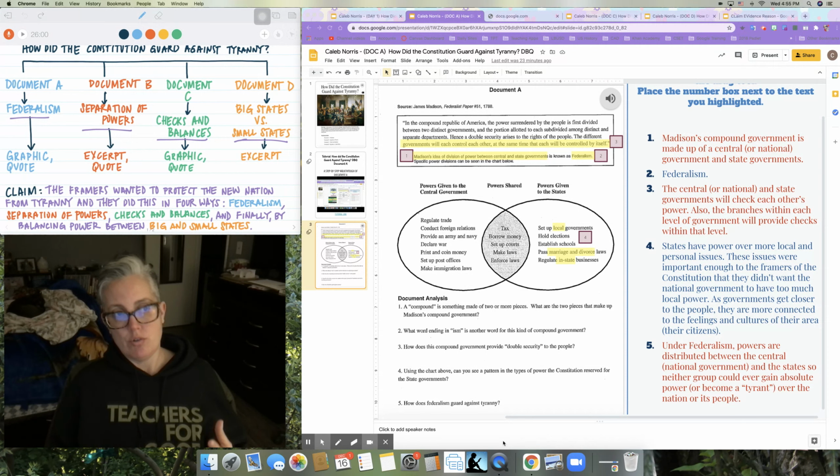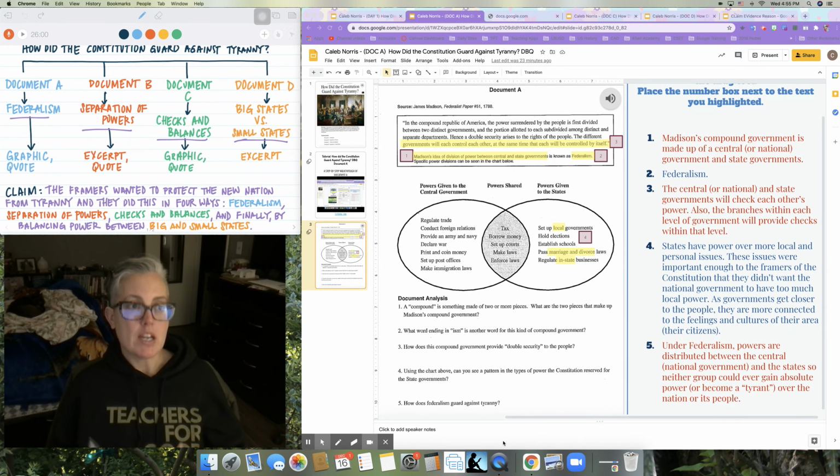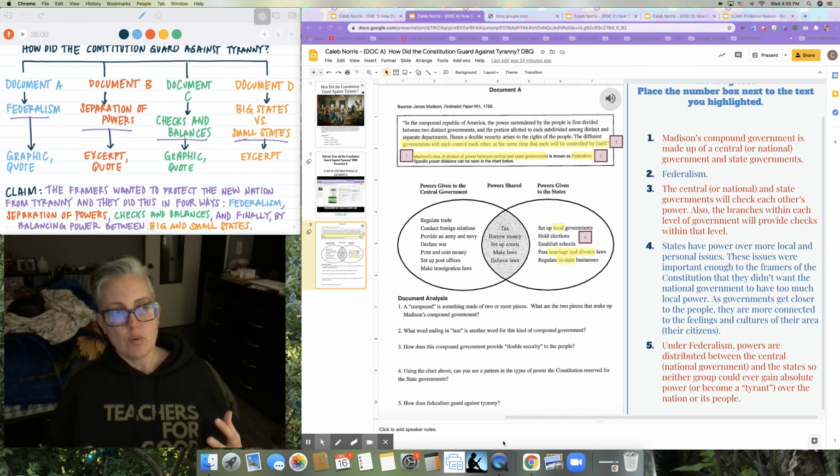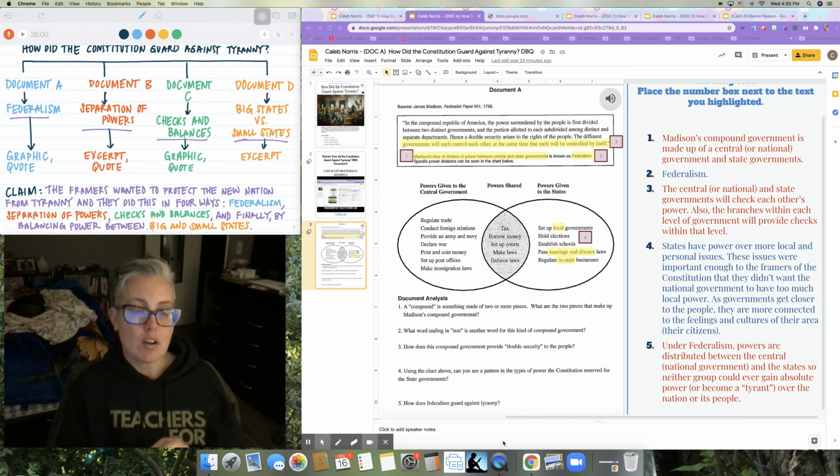What I'm going to do is write for you, and you are going to write along with me, just a paragraph for one document. I'm going to be looking at document A, which is why I have the document A slide deck open in front of me. I'm going to write about federalism, and then you, in turn, are going to write about either separation of powers, checks and balances, or big states versus small states. It's up to you which one you feel you're the most expert on and can write the most about.